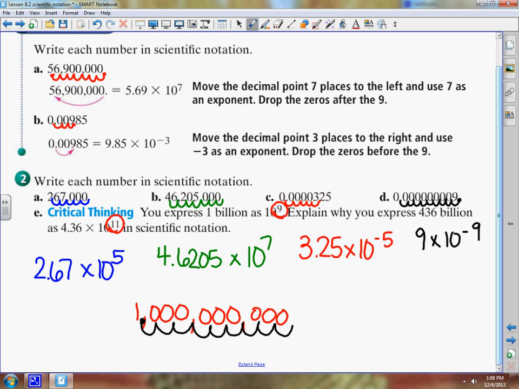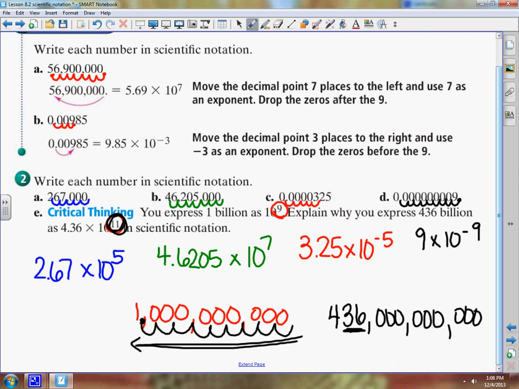436 billion, you're going to have 436 out here, plus you're still going to have 9 zeros. So it bumps up to 11 as my exponent because I have these two spaces that I need to add to my 9. So I am going to still move the same 9 that I moved here, but then I have 2 more for the 3 and the 6. So it's going to go up to 11.